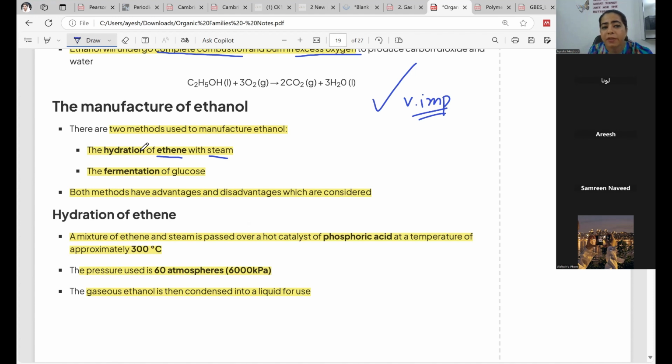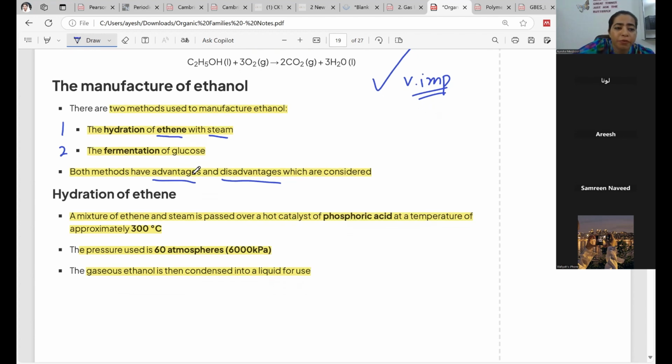The second method to prepare the ethanol is fermentation of the glucose. We'll talk about the detail of this fermentation. Both these methods, method number 1 and 2, have some advantages and some disadvantages as well. So we will see the detail of these methods. Then we will see some advantages, disadvantages, and a comparison between the two methods. Both the methods separately can come in the exam. A comparison can come in the exam. They can ask you the advantages and disadvantages of both the methods. So this is a very important exam question.